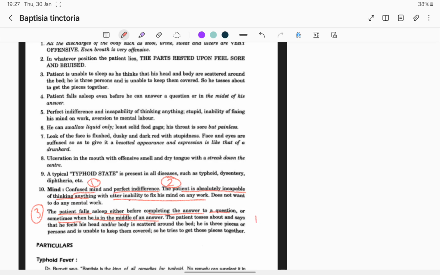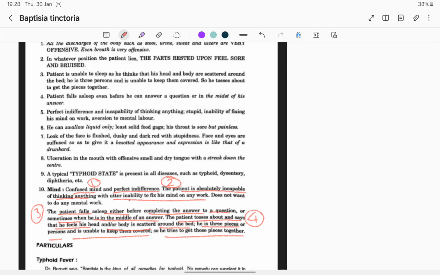Fourth point. The patient tosses about and says that he feels his head or body is scattered around the bed. He is in three pieces or persons, is unable to keep them covered. He tries to get those pieces together. So, here are the 4 points of mental symptoms.